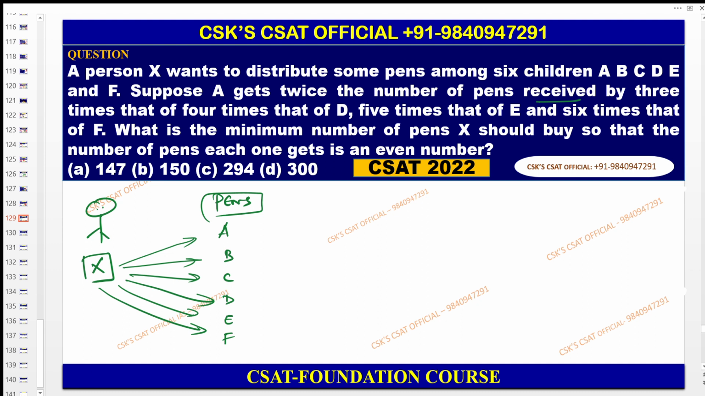I think the question is incomplete, right? Check the question whether there is a typing error here or it is correct. No, there is a typing error. A person X wants to, right? Anybody having the question with you?